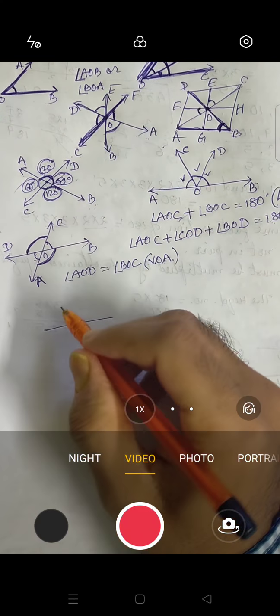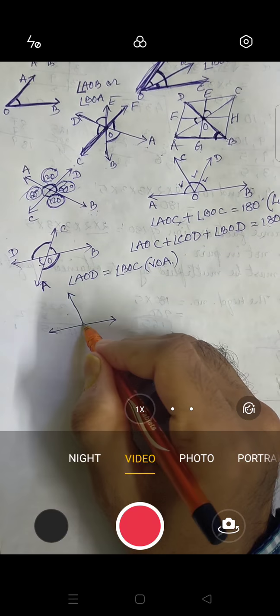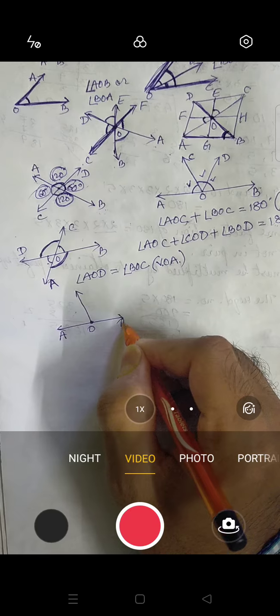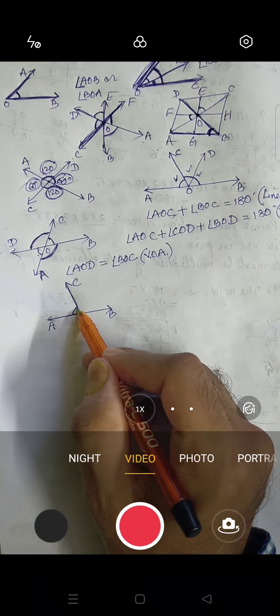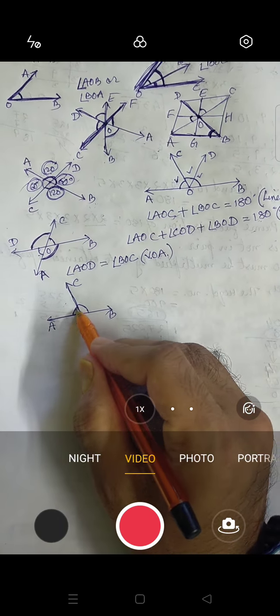Fine. Now you should know what adjacent angles are. Adjacent angles means they will be having a common point, a common vertex. For example, this is a line, this is the point, this is another arm. Let it be O, A, B, and this is C. Now you can see that this is one angle, and this is another angle. Okay. This is one angle, this is one angle.